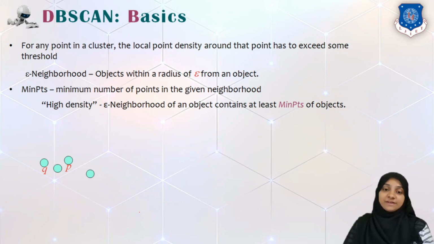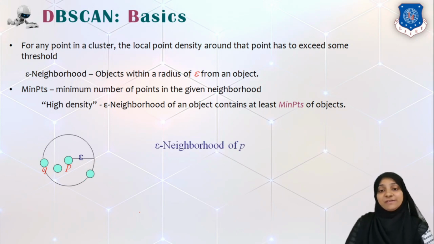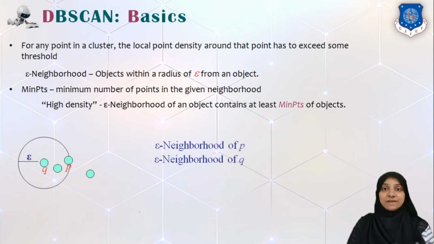Let us start with another example. We have 4 points. One of the points is P and another point is marked as Q. Let us start with P. P is our core point around which we draw an area with radius epsilon. All the points which are covered by epsilon within it or over the border are called neighborhood data points. Likewise, if we consider Q as our center data point or core point, we can draw an epsilon around it to find its neighbors.